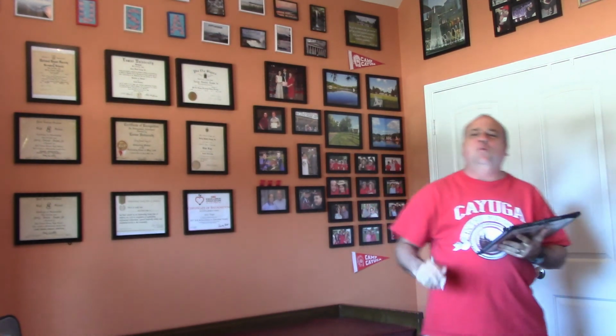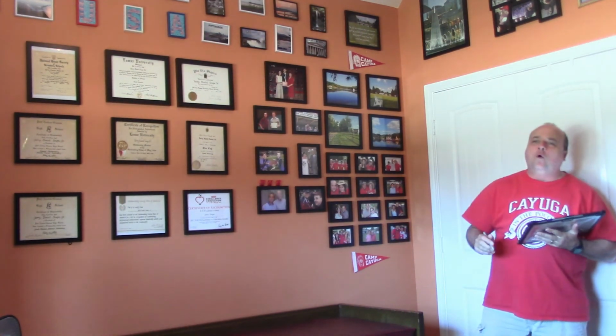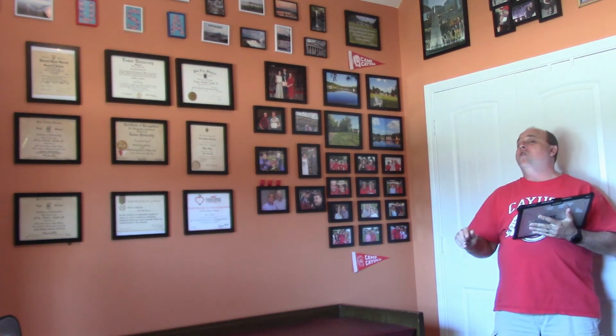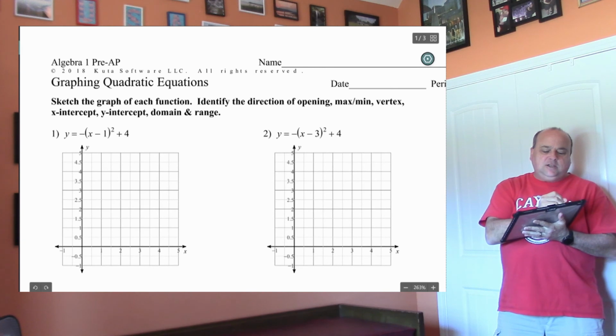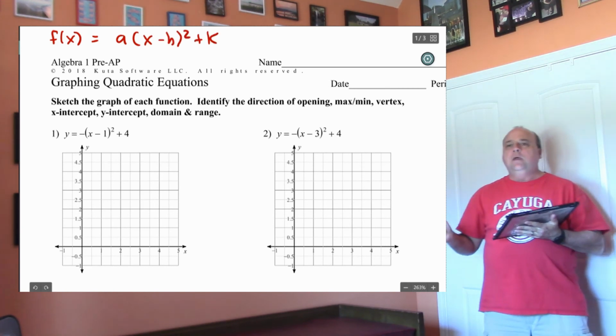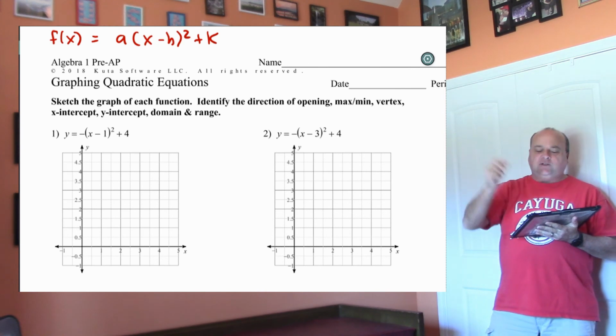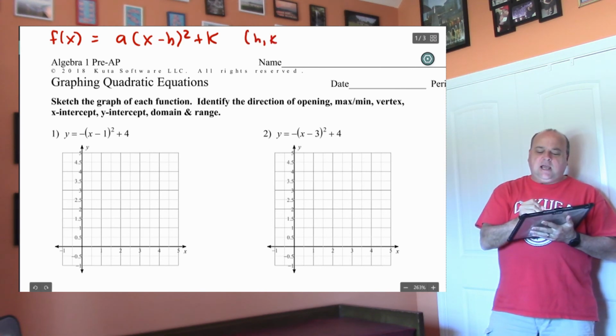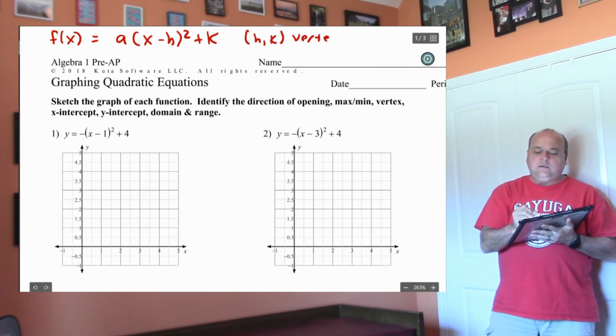Today we're going to learn about vertex form of a parabola. This will be on your formula chart, so you don't have to memorize it. But at the top of the page, let's write this down: f of x equals a parentheses x minus h squared plus k. This is vertex form. The h and k will be the vertex.